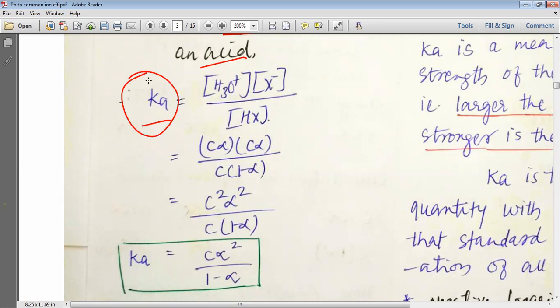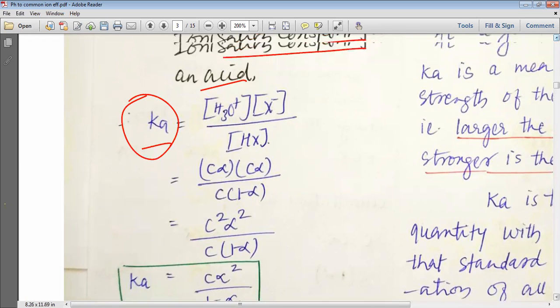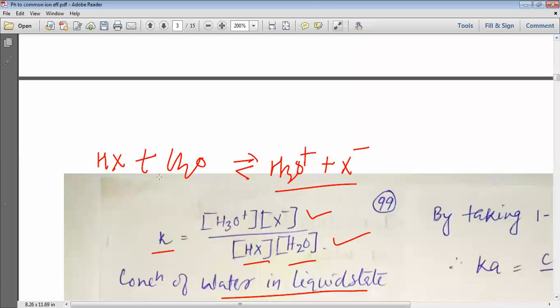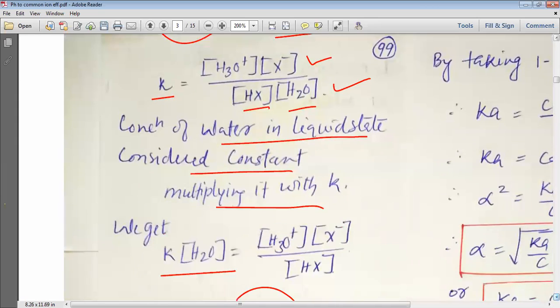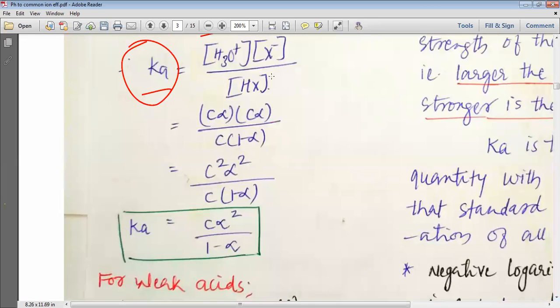Please remember that whenever we write K for a given equation like this, we do not consider the concentration of water in the denominator, and whenever we write K, we will not write the concentration of water here, because K is already K into the concentration of H2O. This is something I would like you to know.